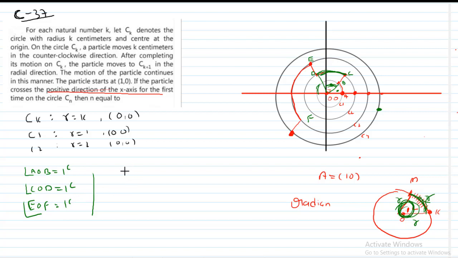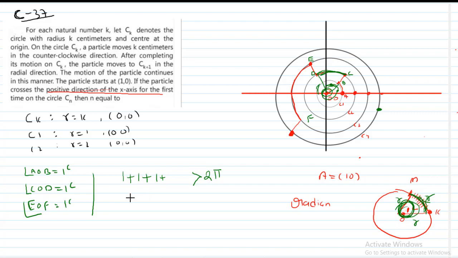Now what happened, Nana? First the particle goes from C1 to C2, so it made 1 radian. C2 to C3, another 1 radian. C3 to C4, another 1 radian, and so on. This total summation should be greater than 2 pi. Why am I saying greater than 2 pi? This total angle is 2 pi only, no? 2 pi plus means it will cross the positive x-axis first.